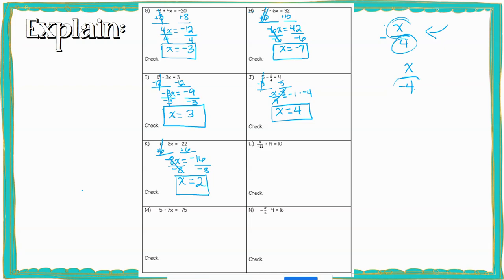L says x over negative 11 plus 14 equals 10. Well, in this one, I have a dividing by negative 11 and an adding 14, and it all equals 10. I want you to use the inverse operations here to solve and tell me what x equals.